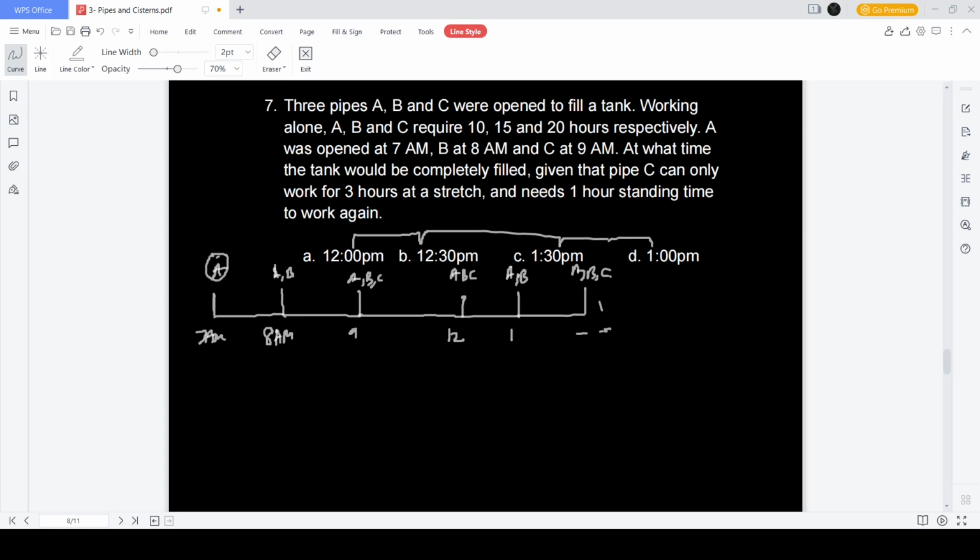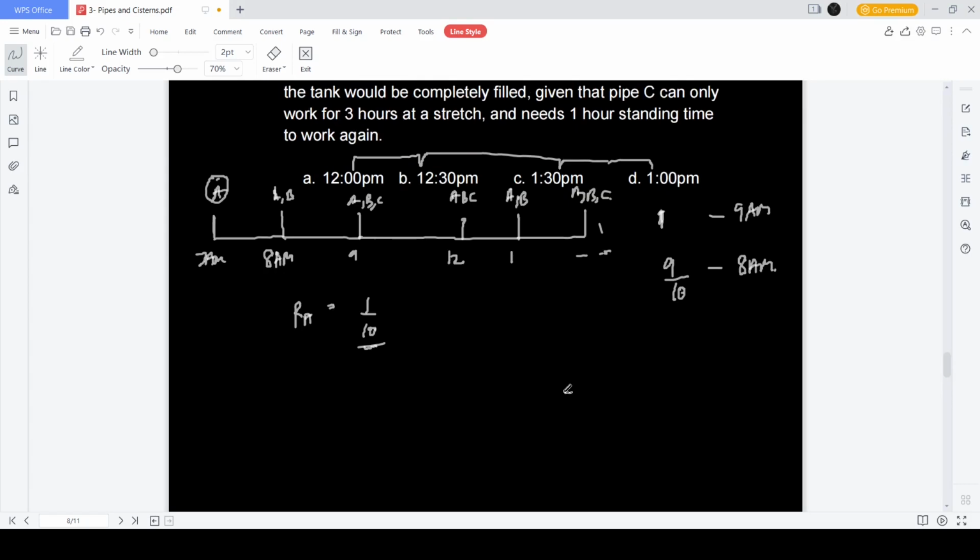From 7 to 8 a.m., only A is working, so the rate of A will be 1 by 10. So 1/10 of the tank will be filled. How much will be remaining? 9 by 10th of the tank will be remaining at 8 a.m. We'll just write this. At 7 a.m. the whole tank was remaining. At 8 a.m. 9 by 10th of the tank is remaining.